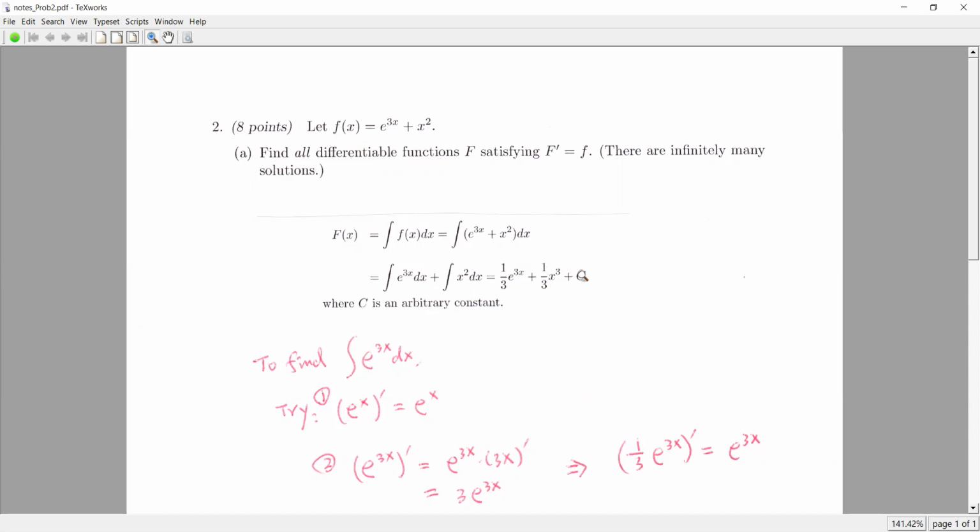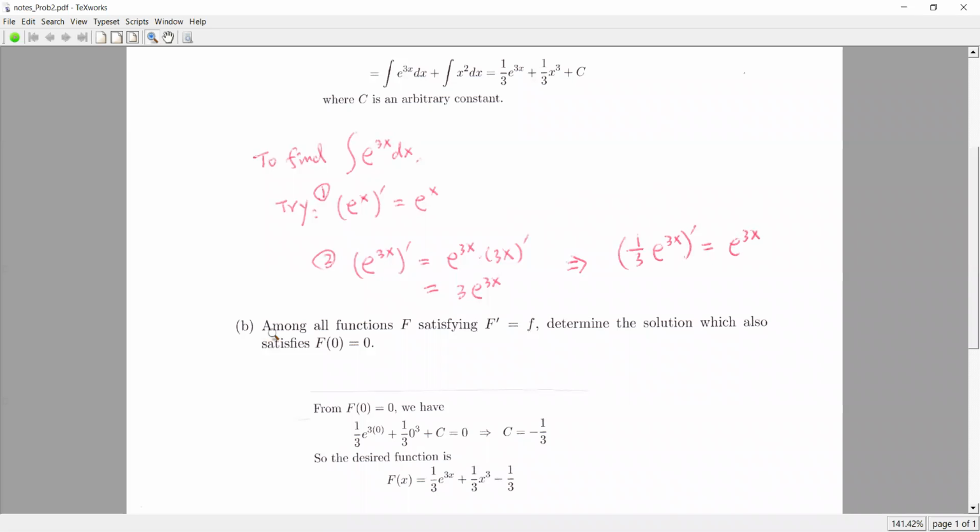Because c is arbitrary, this function is the most general antiderivative of this function. This is the answer to part A.